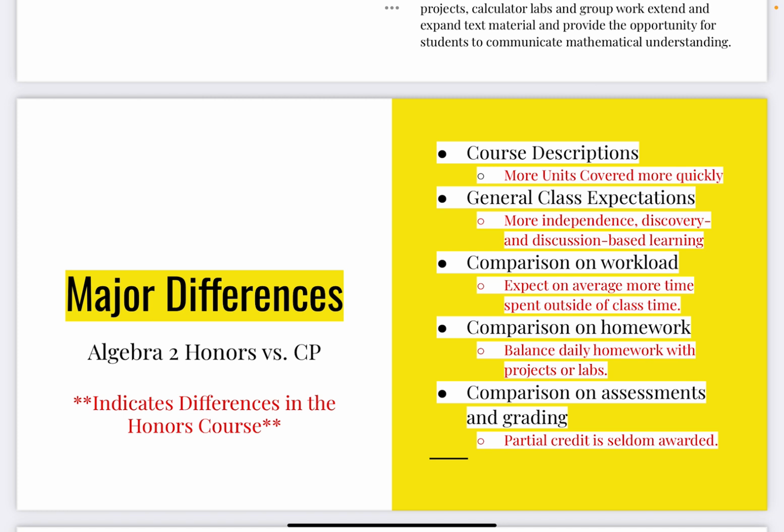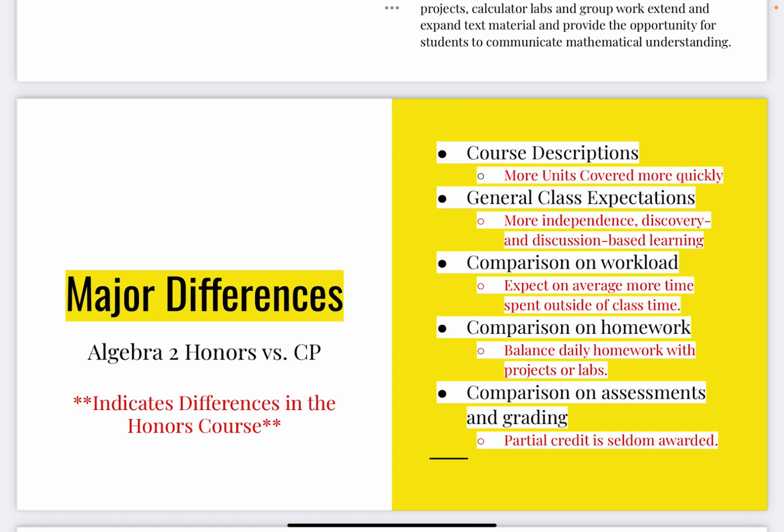As far as class expectations, in honors, you need to be more independent and be able to learn on your own and discover things on your own and come in with appropriate questions. A lot of the learning is at home and on your own and through the practice. As far as workload, there's definitely going to be a lot more time spent on homework and preparation for assessments outside of class at the honors level than at the CP level. Even if that homework isn't checked or counted for points, you'll need to spend a lot more time outside of the classroom to be successful in the class.